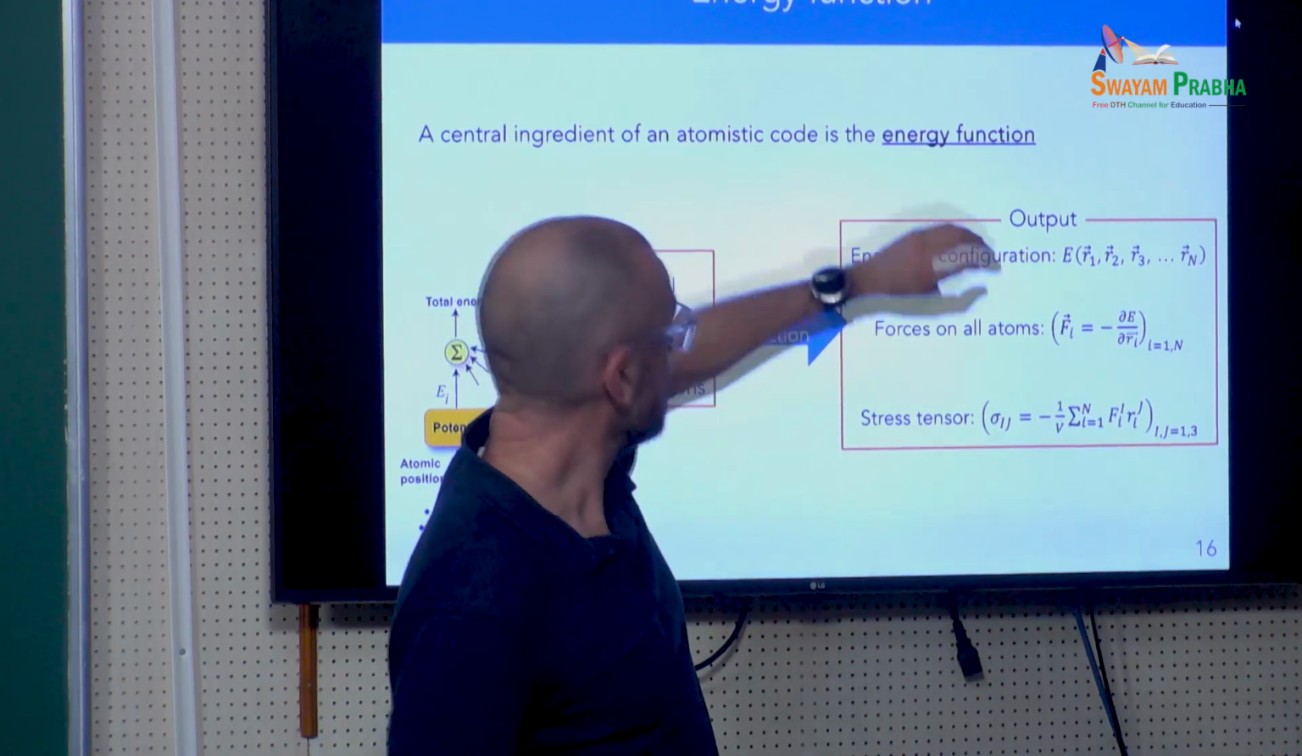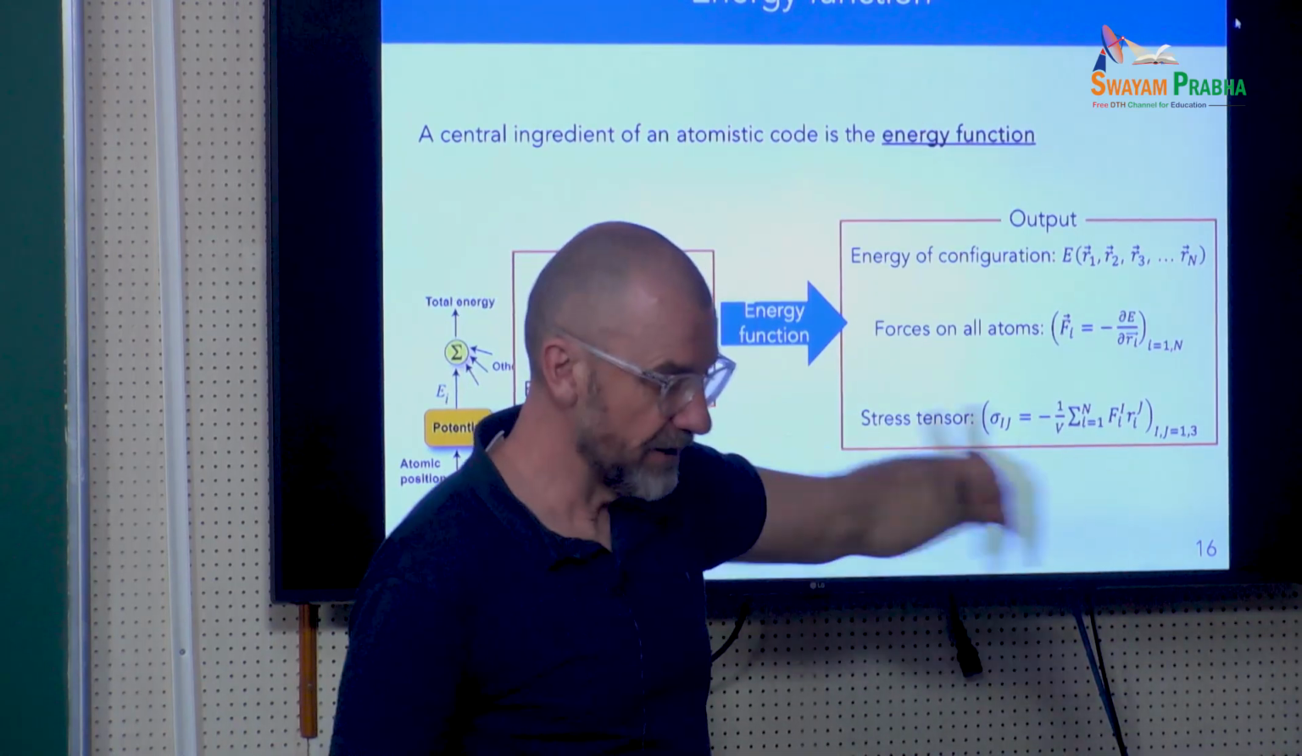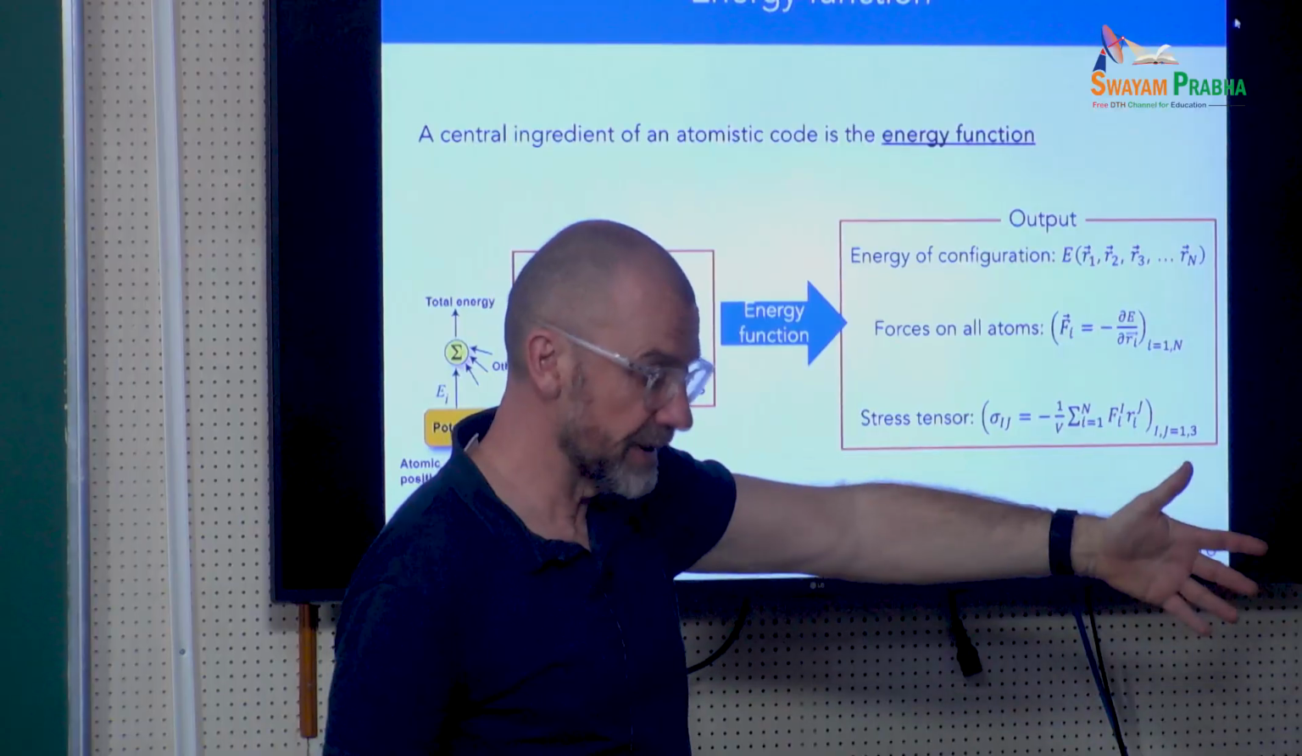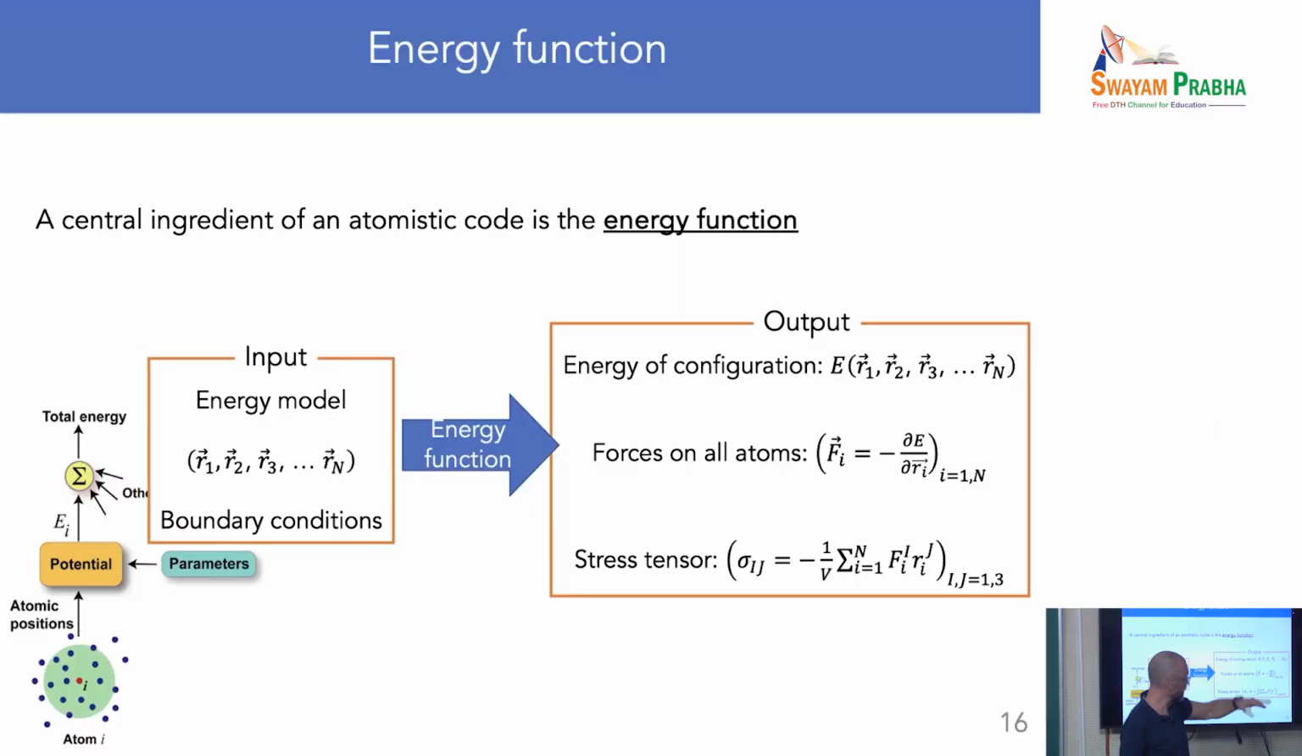So all the atomistic methods are based on these three pieces of information about the atomic configuration, and that's all we need: its energy, its forces, and its stress tensor.